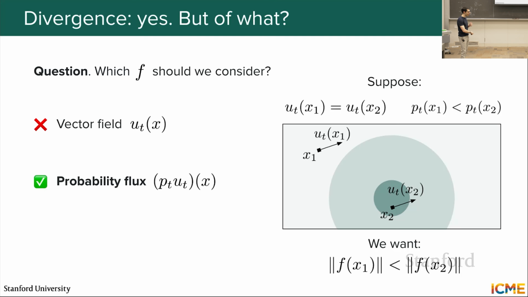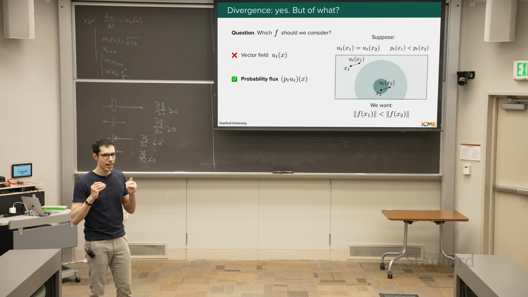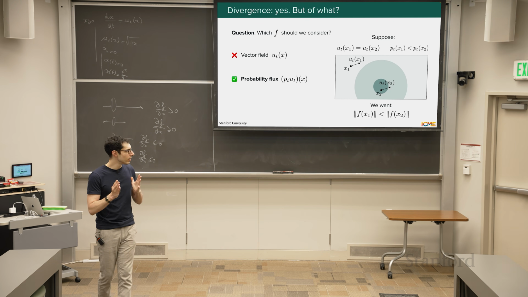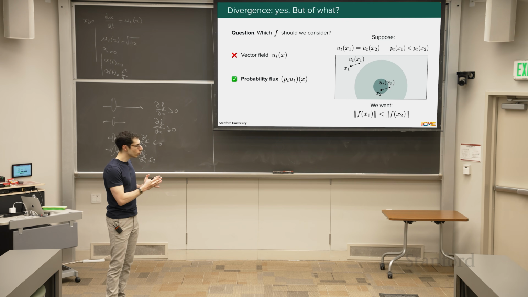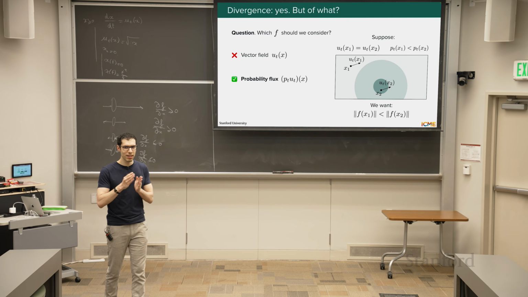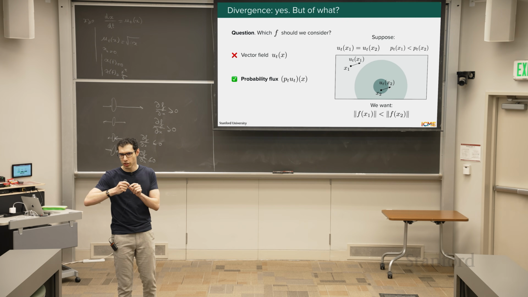Instead, and maybe you have guessed it, in order to quantify the movement of density, we of course need to take into consideration the probability density. And so here, the actual quantity that we will use is called the probability flux. And it is defined by p_t, which is a scalar, times u_t, which is the vector field.